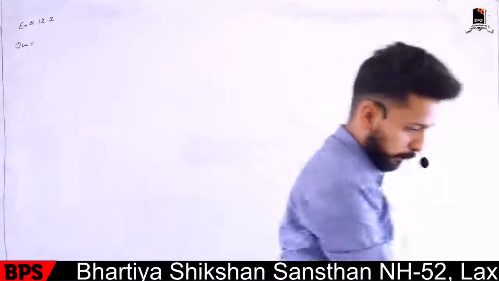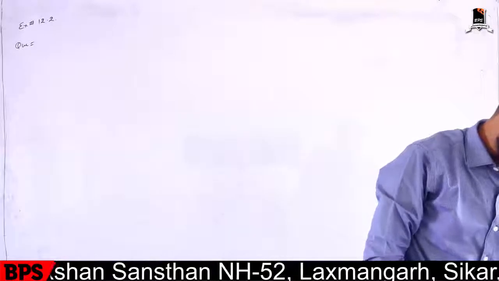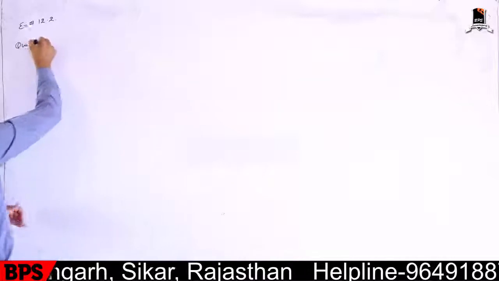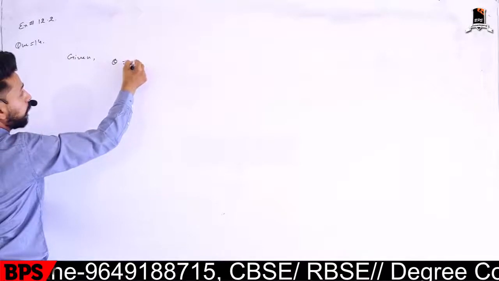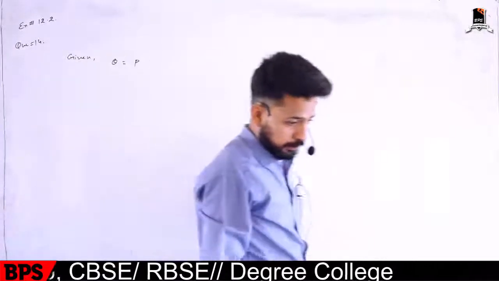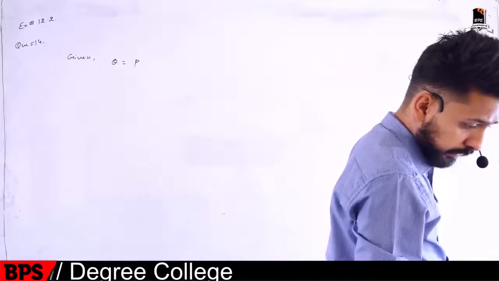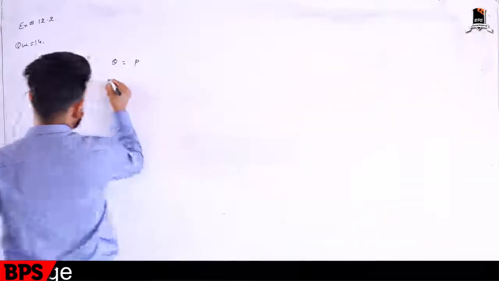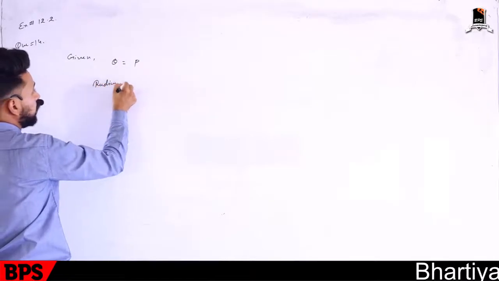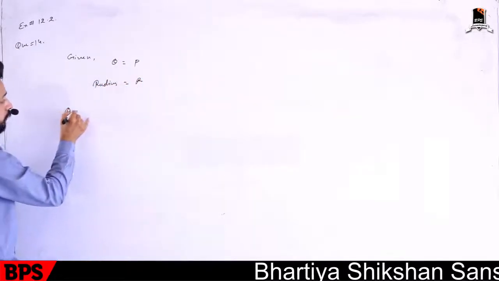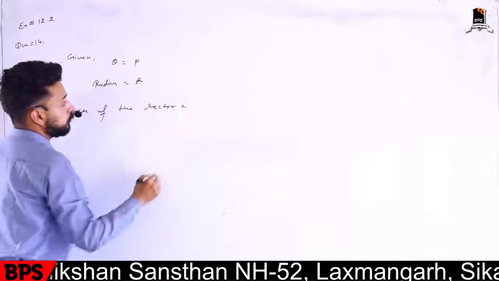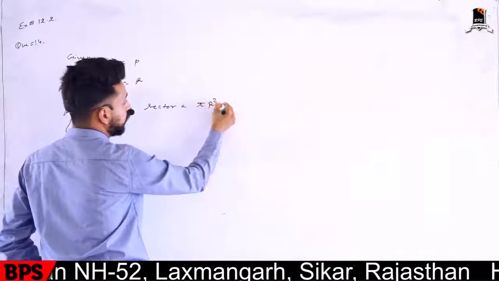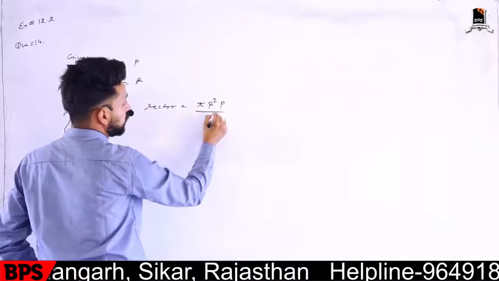Question number 14. Find the area of a sector of angle P. The subtended angle theta is given as P and the radius of the circle is R. To find the area of the sector, we know that the area of the sector is pi r square theta upon 360.